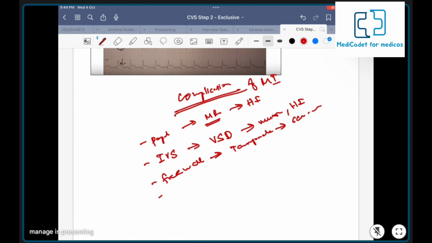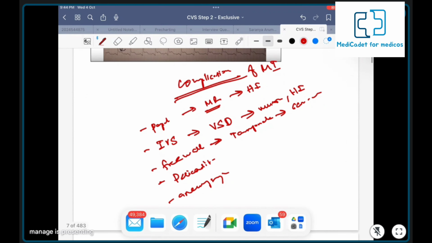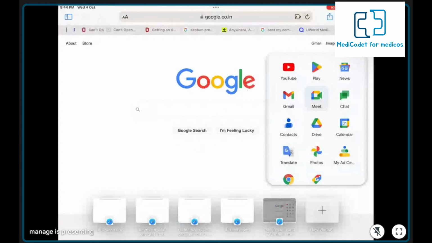or cardiac arrest and death. Okay. And apart from this rupture, the other things we will see are pericarditis and then aneurysm. You remember them? Yeah. So they will have a timing for this. Let's see.